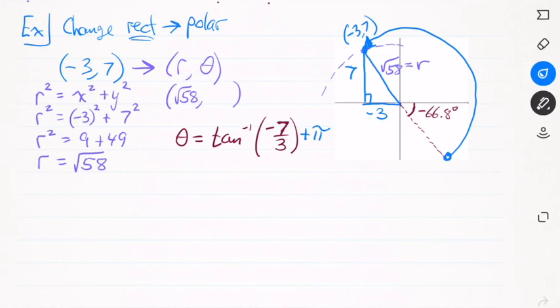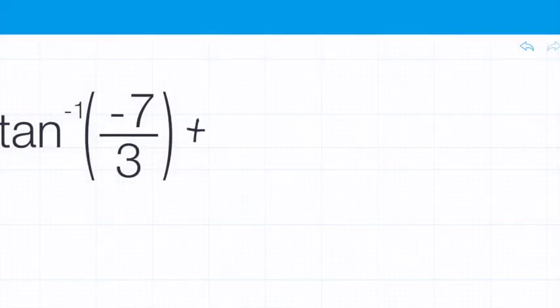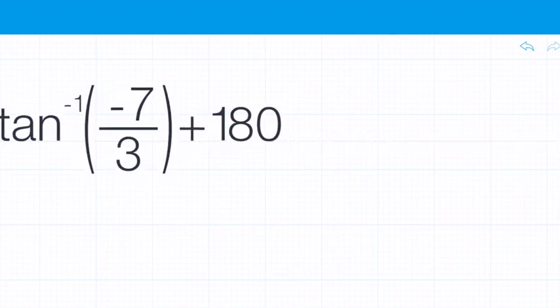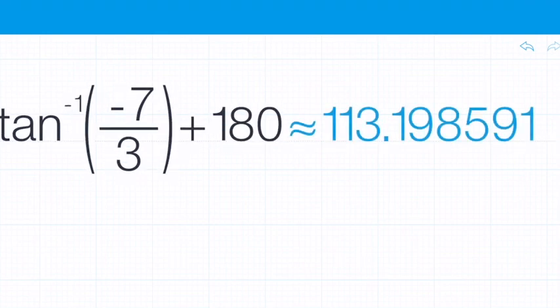Or, well, I'm sorry, 180 degrees away. So if I add 180 degrees to my answer, then I should end up in the right quadrant. It moves me from the fourth quadrant up into the second quadrant, and it'll give me the same reference angle because opposite angles are congruent. All right, so let's add 180 degrees to my calculation. So plus 180 degrees. So that's 113.2.